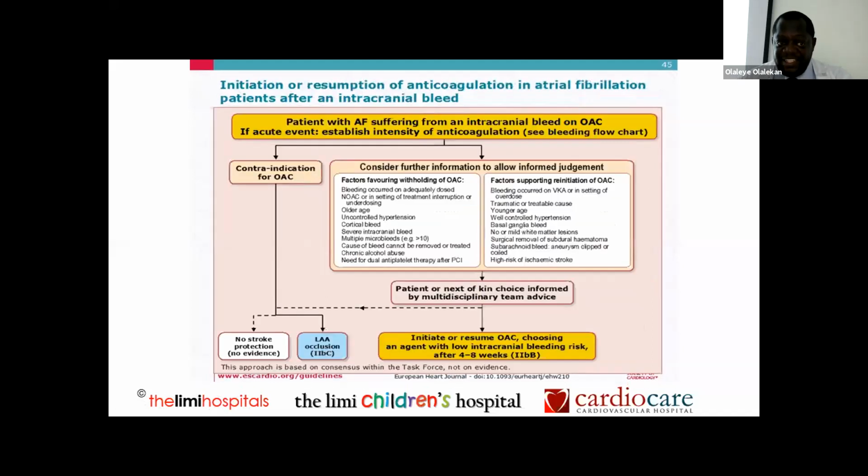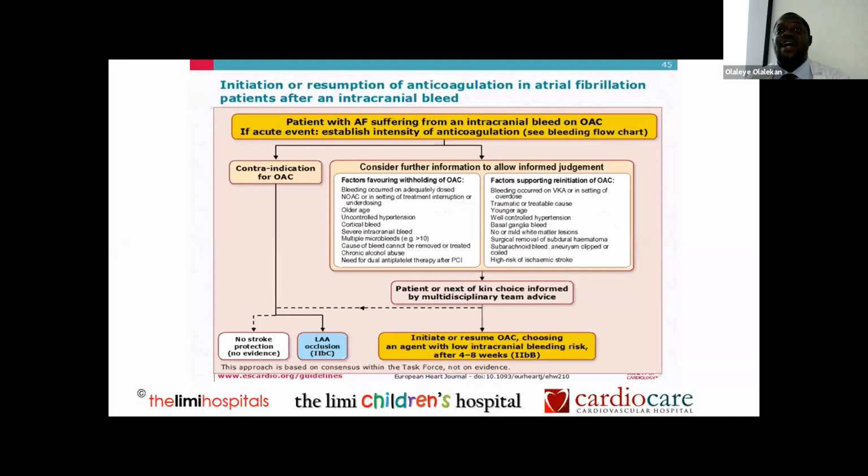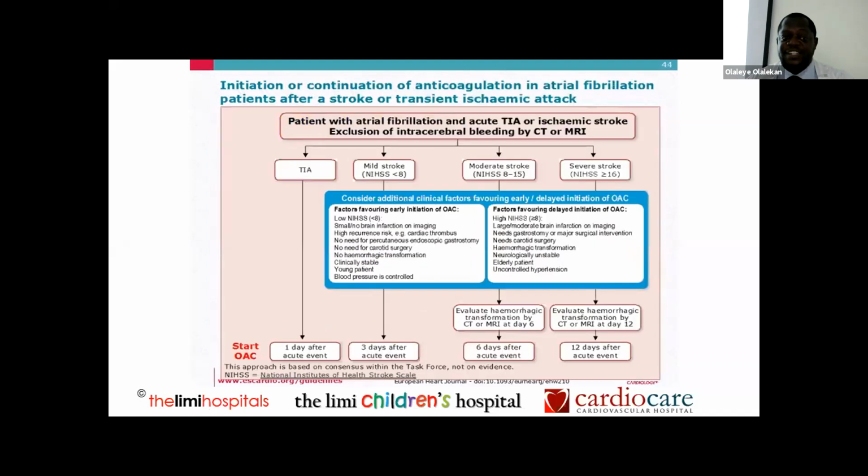Then the next slide is talking about hemorrhagic stroke, where I said you may need to wait about 4 to 8 weeks before you resume your anticoagulant. In patients with hemorrhagic stroke, you will not give them aspirin. So the use of aspirin is in patients with ischemic stroke confirmed by CT or other neuroimaging.